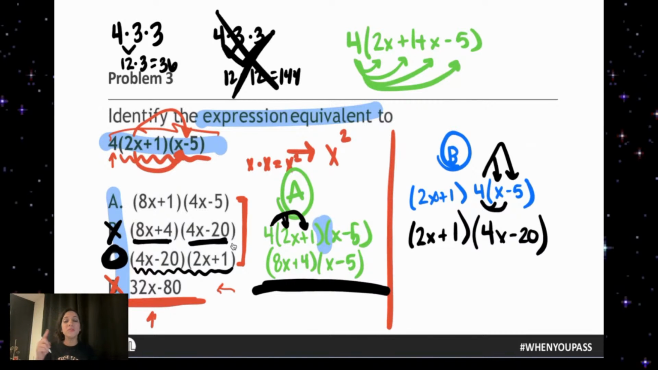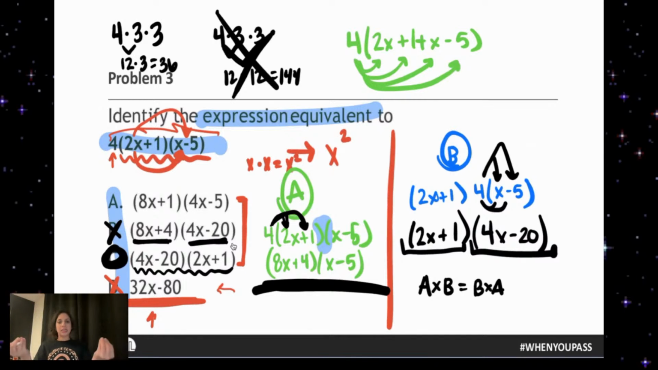Because multiplication is commutative. Commutative property says that I can do A times B, and that's going to equal B times A. So if this whole thing is A and this whole thing is B, it doesn't matter if I switch the order. They are the same thing. Questions about that?